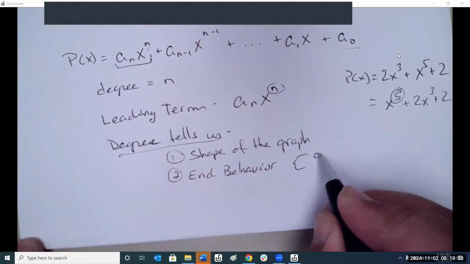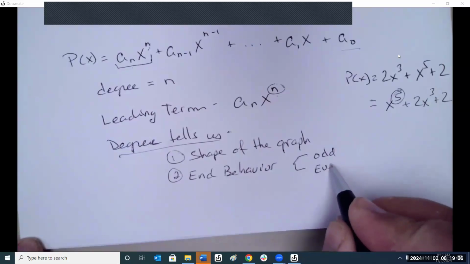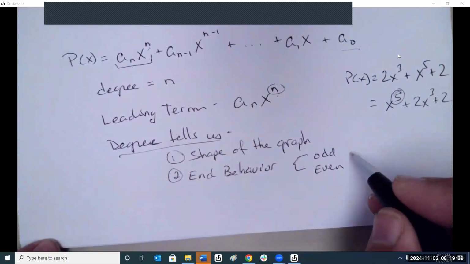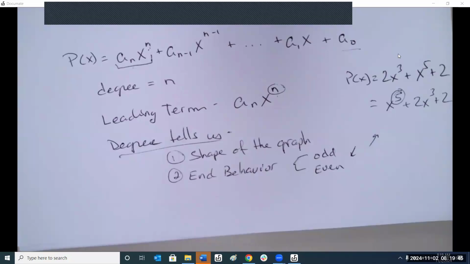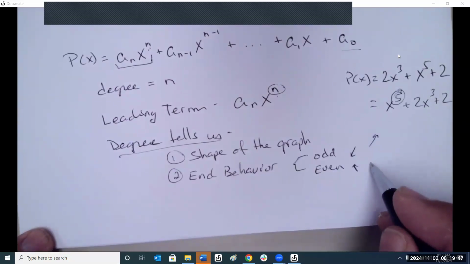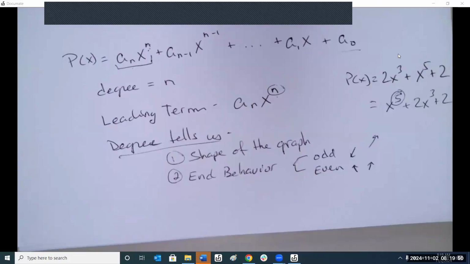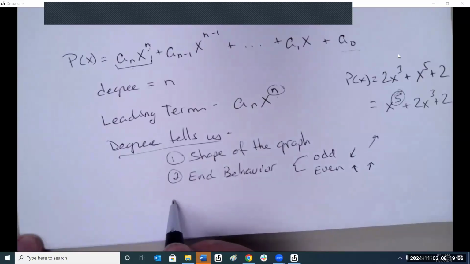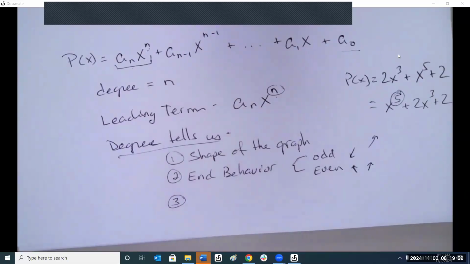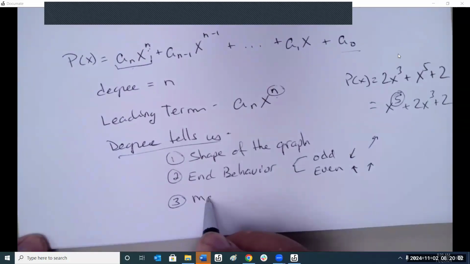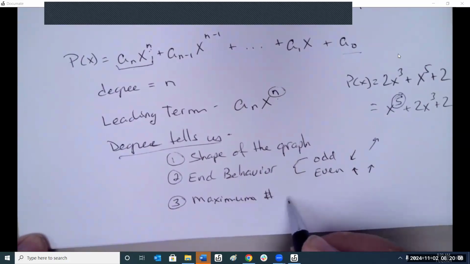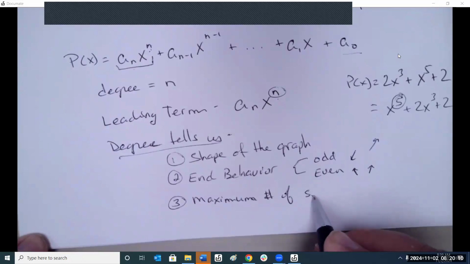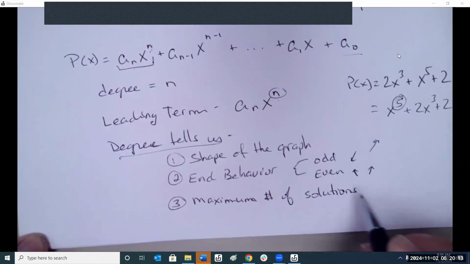Because it's either going to be odd or even. If it's odd, then we know both ends point different directions. If it's even, both ends point the same direction. Very good. I got to thought about that. It tells us one more thing. It tells us the maximum number of solutions possible.